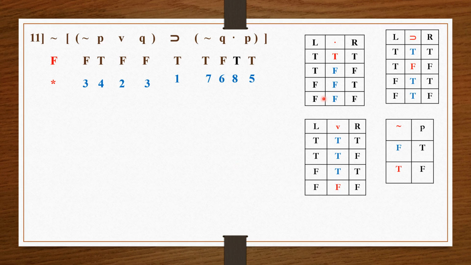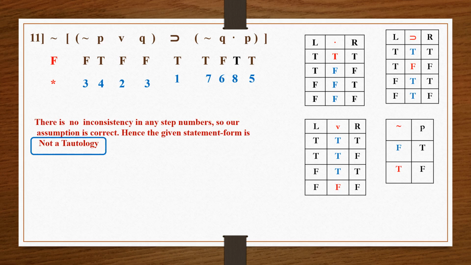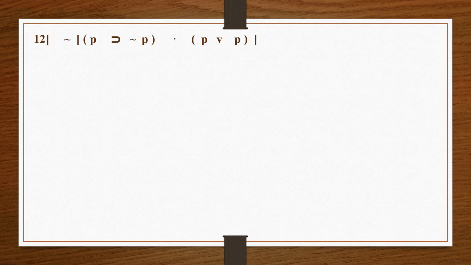Now we will have to check everything. Is there any inconsistency? See, P's values correct, Q's values correct, rule applied are correct. So there is no inconsistency. So the given statement form is not a tautology. Now we go to the next, the 12th one.